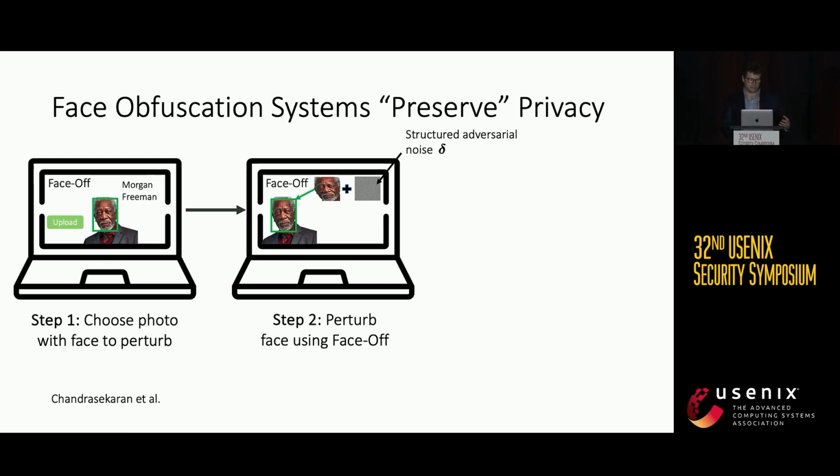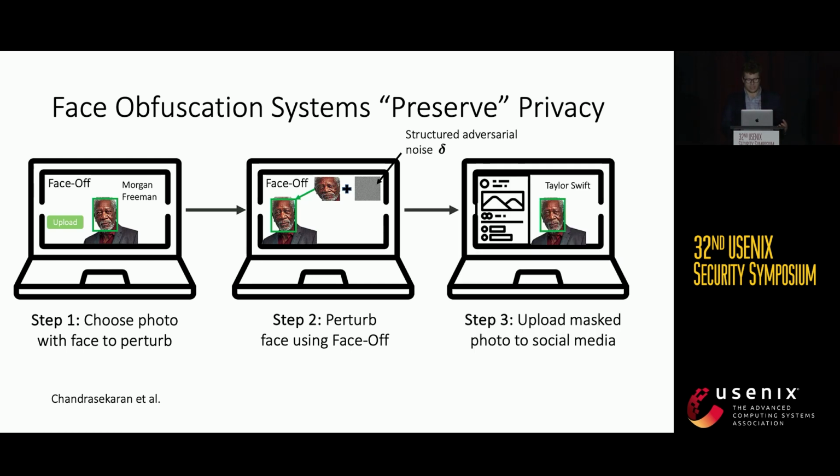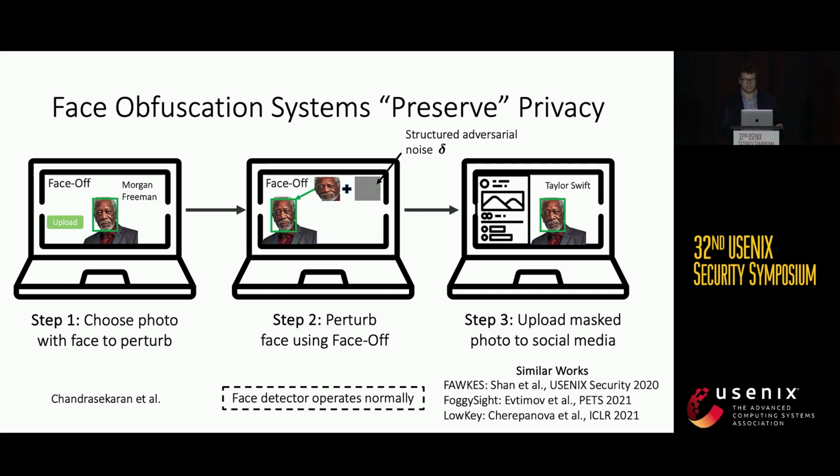It's designed to target a particular person or not. And you've targeted Taylor Swift, and you've added the right perturbation, and now the face recognition system recognizes this face as Taylor Swift, even though the perturbation is visually imperceptible. And of course, the face detector is intended to operate normally, so a face is still detected. And so this is just a diagram showing one work, but much of the face obfuscation literature functions similarly, and other works you may have seen include Fox, Foggy Sight, and Low-Key.